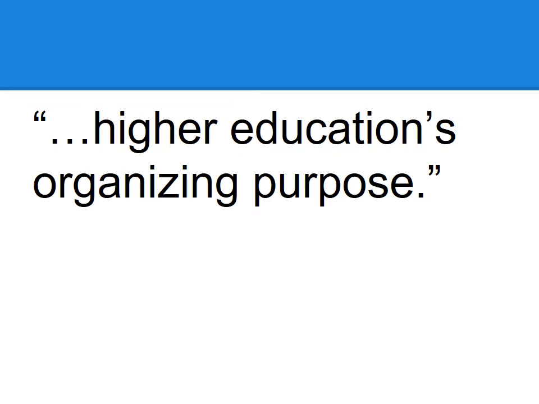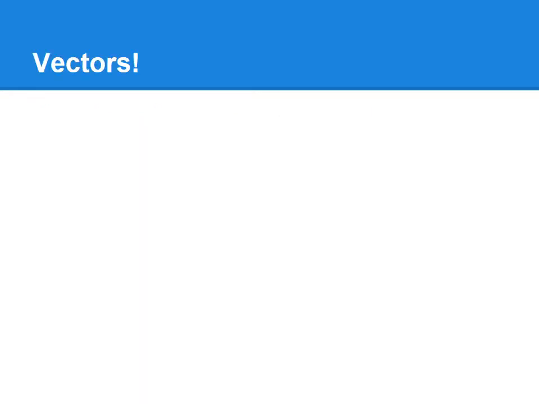Chickering and Reiser saw their book as a pitch for a more developmentally minded set of policies and practices, or as Chickering calls it, higher education's organizing purpose. All right, Chickering proposed 7 vectors of development, described several environmental influences, and introduced 3 admonitions. We'll get to that in a moment.